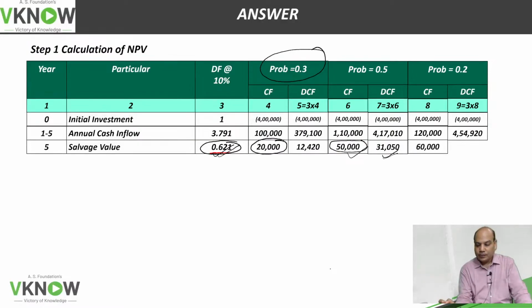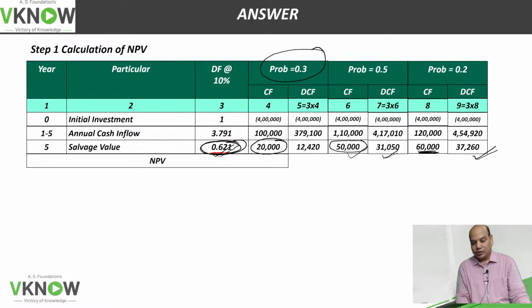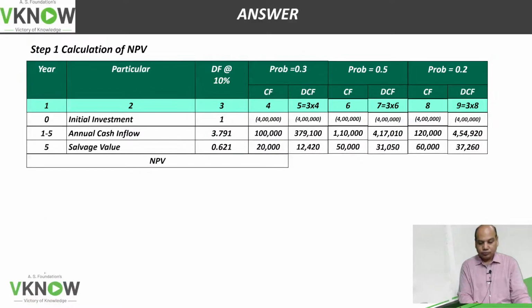Third scenario, you will get salvage value 60,000. Multiply by the discounting factor: 37,260.